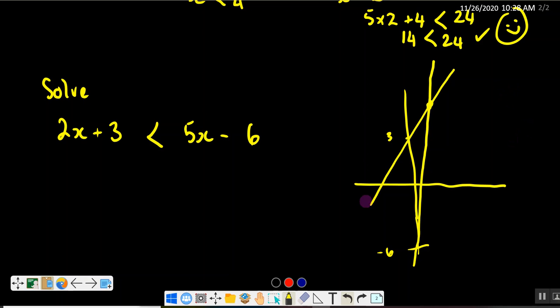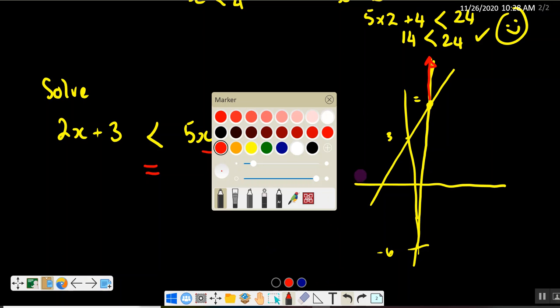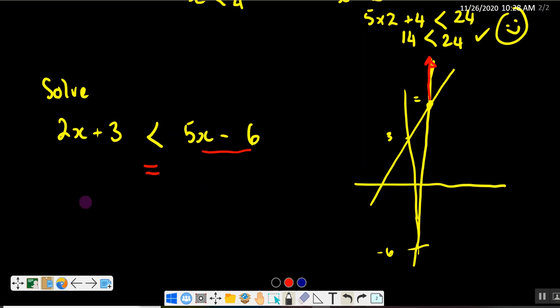So find that point, because that's where they are equal. After this point, from this section onwards, we can say that this side is greater. So now I just need to find that point. How do you find it? Should we just ignore the inequality and call it equal? Because that's what you want to find first. 2x plus 3 equals 5x minus 6. What do you do first?